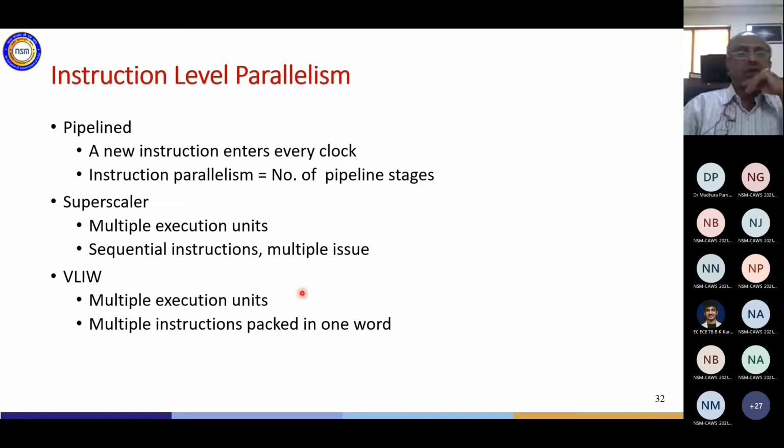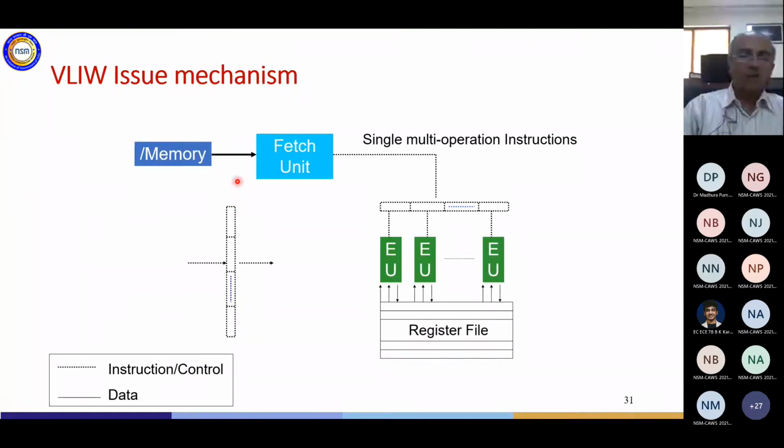Now I will again tell you how it compares. Last time we saw pipeline and superscalar. Now how does VLIW fit in here? Compare it with superscalar. There are multiple execution units, the same as multiple execution units there. What is the difference? The difference is that instead of sequential instructions, there are multiple instructions packed in one word, as is seen here. They are already packed. Who has packed them? The compiler. And where are they lying? They are lying in the memory.